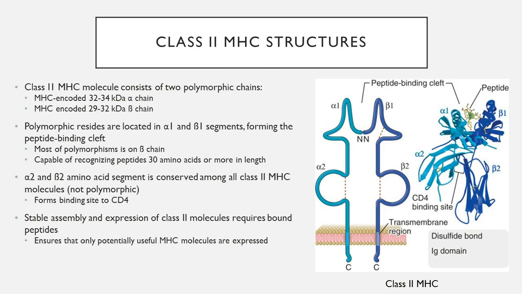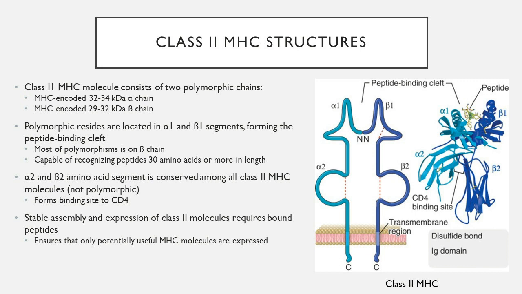Now moving on to class 2 MHC structures, there are a lot of similarities between the two, but let's start with some of the differences. Instead of having a long alpha chain and a really short beta chain, you have almost two identical and symmetrical chains, one labeled alpha and one labeled beta. The key difference here is that both alpha and beta chains are MHC encoded. Remember, in class 1 only the alpha chain is MHC encoded. So in this case, both chains are polymorphic. Yet the polymorphic residues are located just in the cleft binding region in the alpha 1 and beta 1 segments. In fact, most of the polymorphism is concentrated on the beta 1 chain.